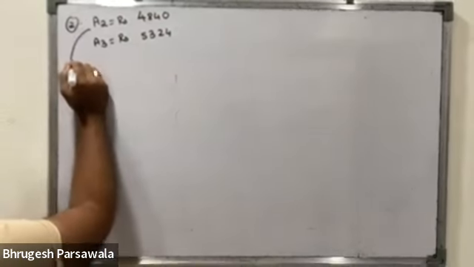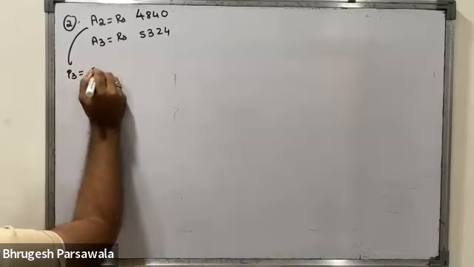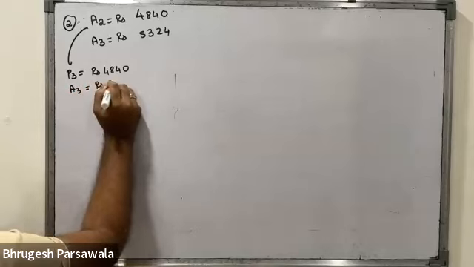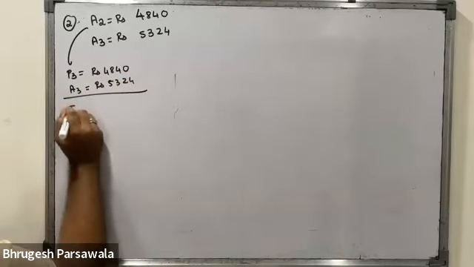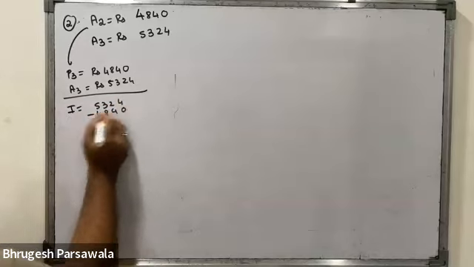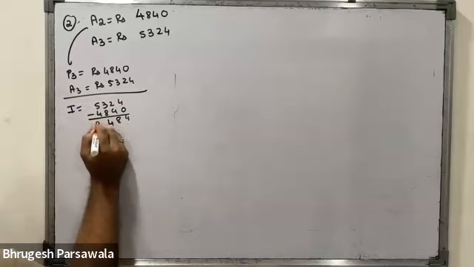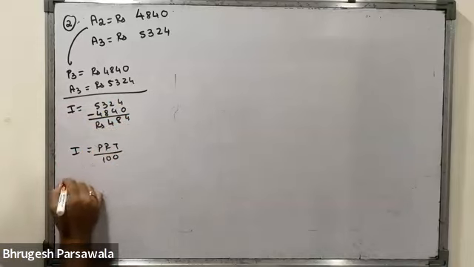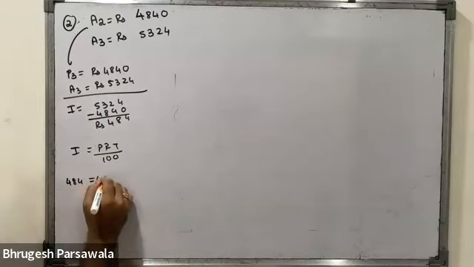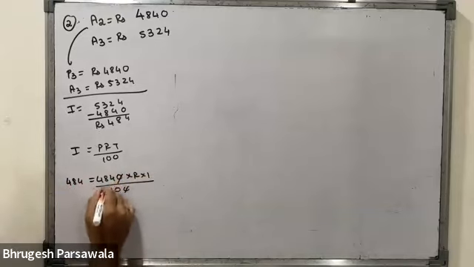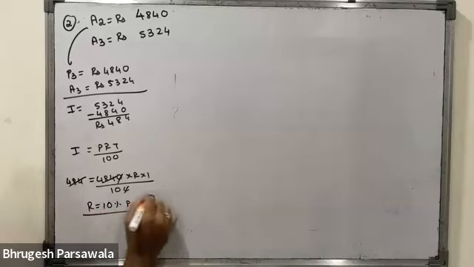Beta, amount for second year is principal for the third year. We have the amount. We will subtract. What will the interest be, beta? 5324 minus 4840, how much is that? 484 rupees. So interest is PRT upon 100. 484 equals principal 4840, rate we don't know, time 1 year upon 100. So rate is 10% per annum.